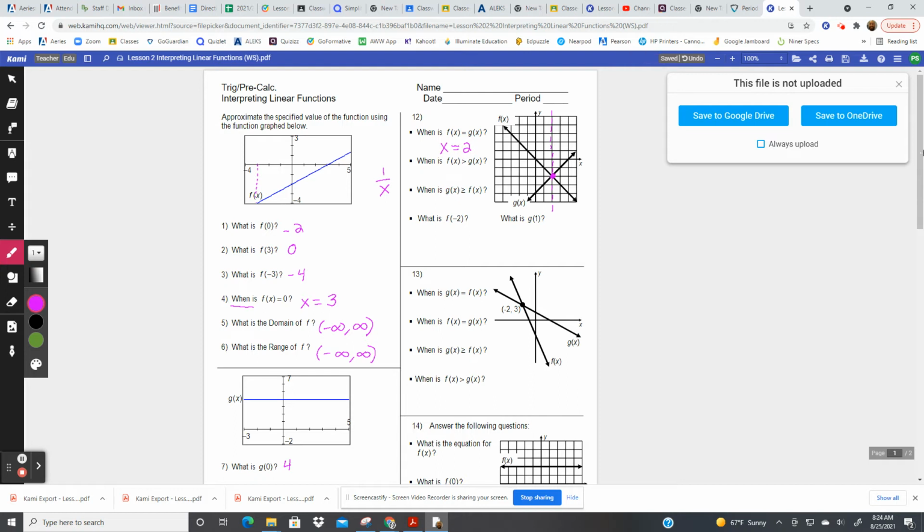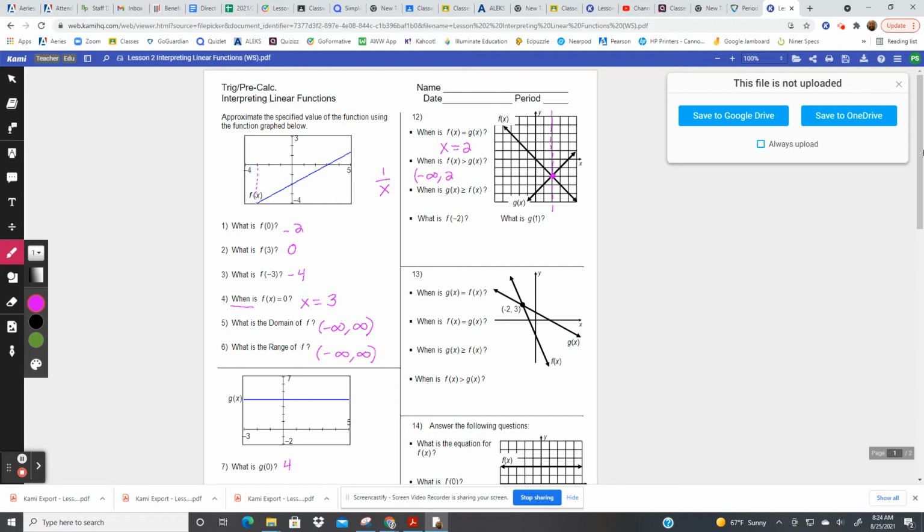Okay. Here it's when is f of x greater than g of x? So when is the f line above the g line? Well, f is above, it's above, it's above, it's above. And then when they intersect, all of a sudden now it's below the g line. So I want everything to the left of 2. Okay. So with these sort of questions, it's either to the left or the right of the x value of where they intersect. So this one's to the left. So this is going to be negative infinity to 2.